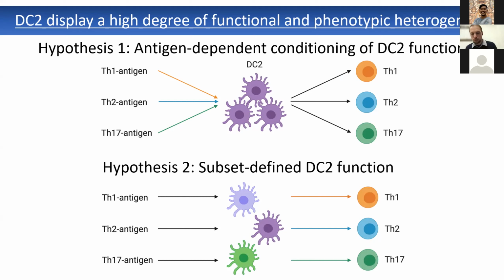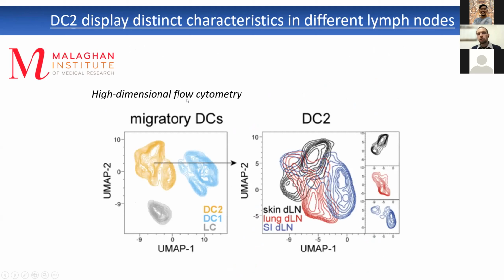And so in the first set of experiments, we used high-dimensional flow cytometry, which included all surface markers that have been reported for this population. And we basically could see when we now pooled dendritic cells from the lymph nodes from different tissues, we could see that very clearly these three ontogenetic lineages of dendritic cells, the type 1, type 2 dendritic cell, and the Langerhans cells clearly segregated in an unbiased manner.